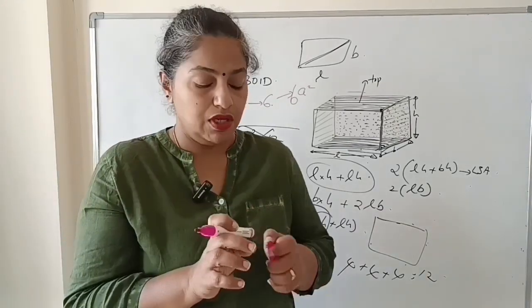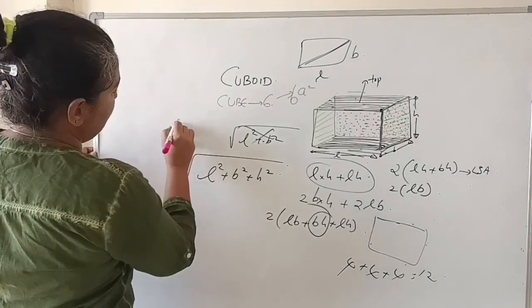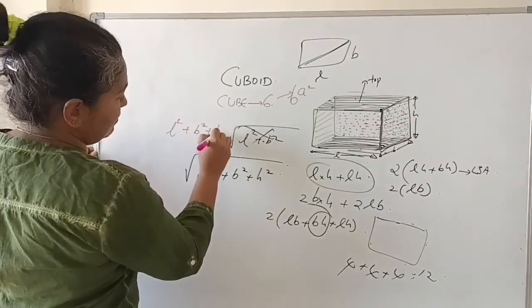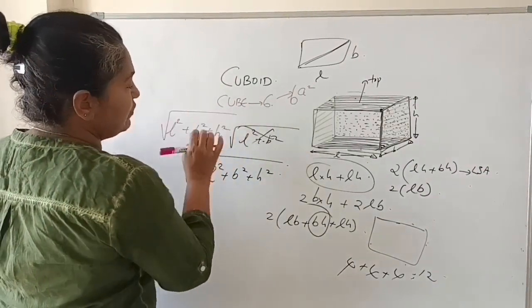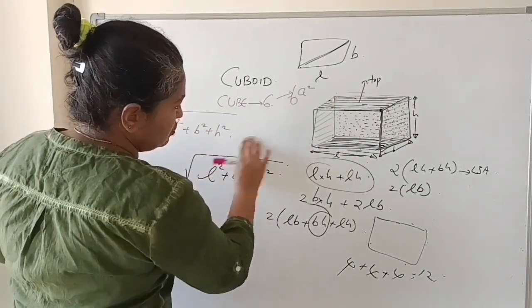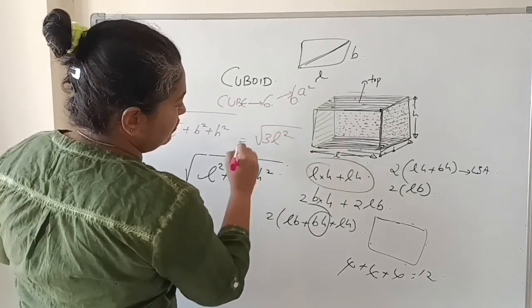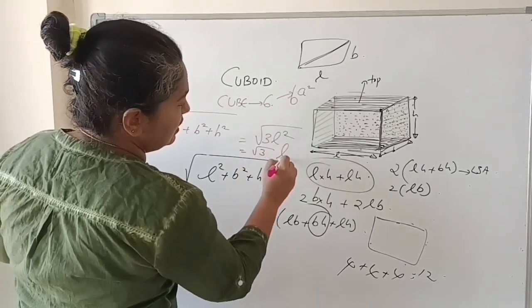Okay. Now, what is the diagonal of a cube? The diagonal of a cuboid is given by the root of L square plus B square plus H square. In the case of a cube, all these lengths are equal. So, I will take all the lengths to be equal to L. So, I will get root 3 L.